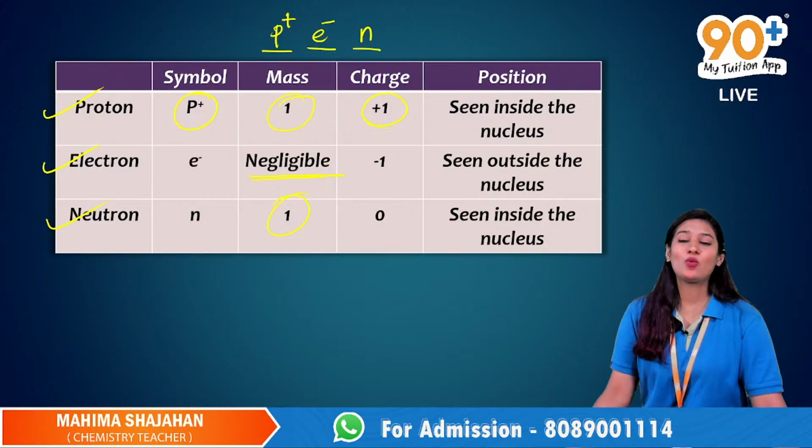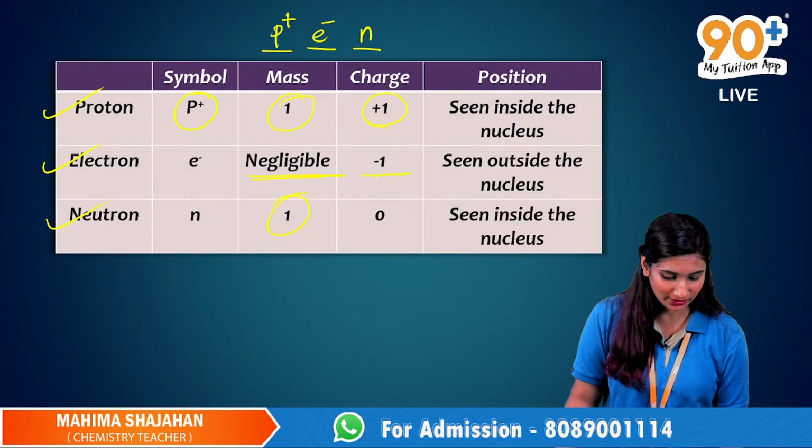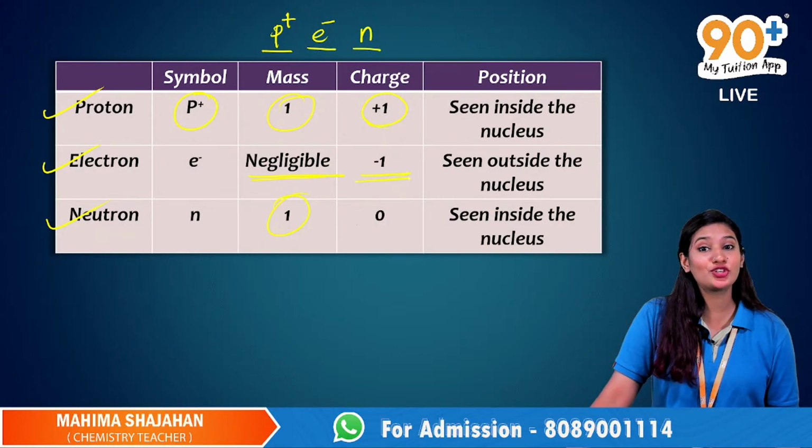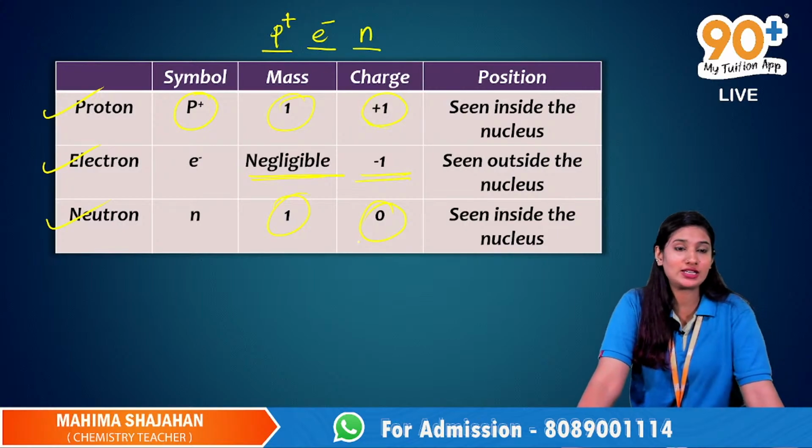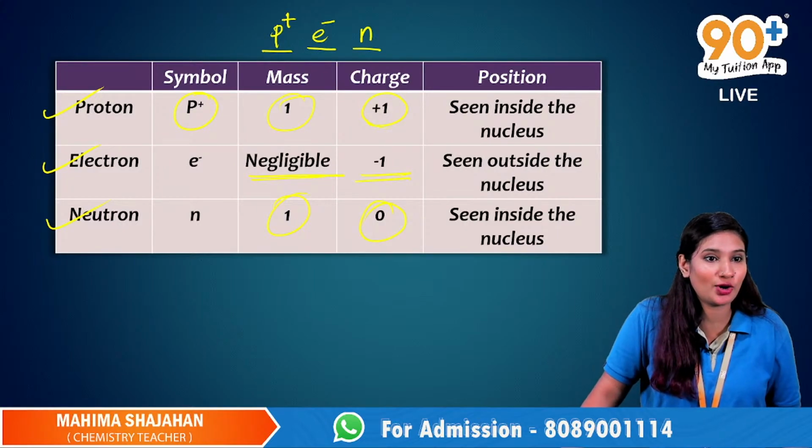Positive 1. Now, what about electron? It is negative 1. And neutron, it is chargeless, so you can write 0. Okay, it is chargeless.